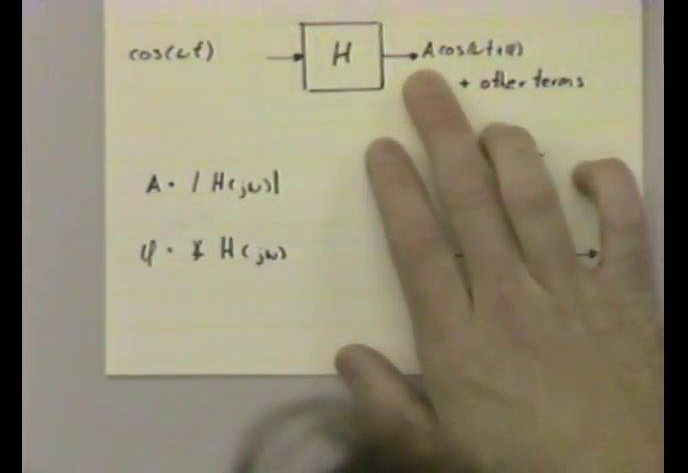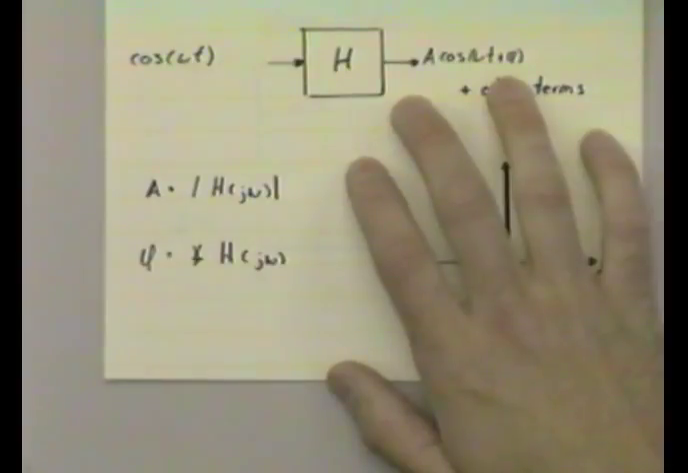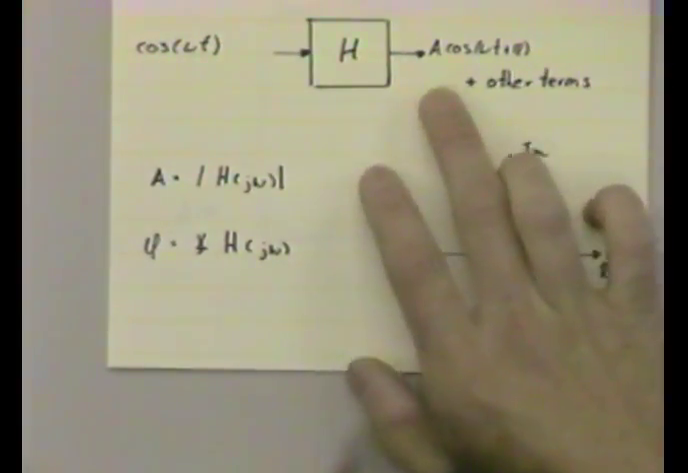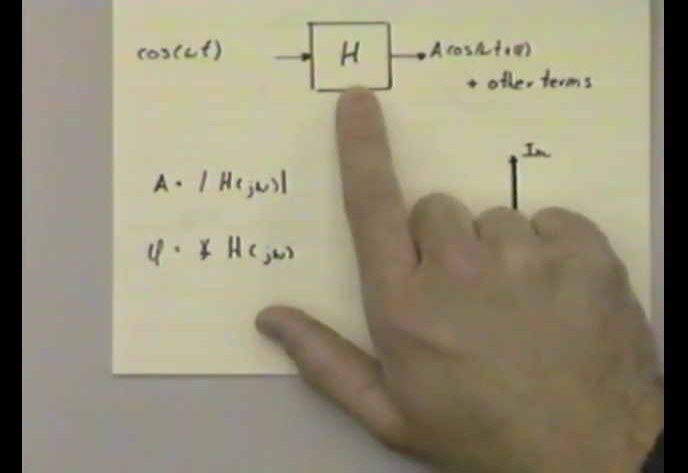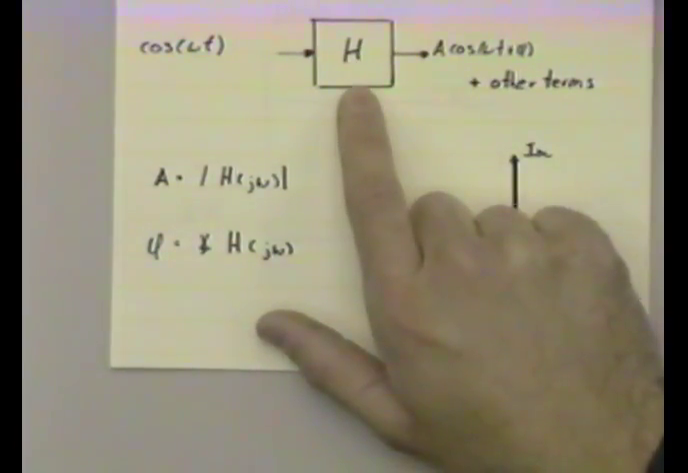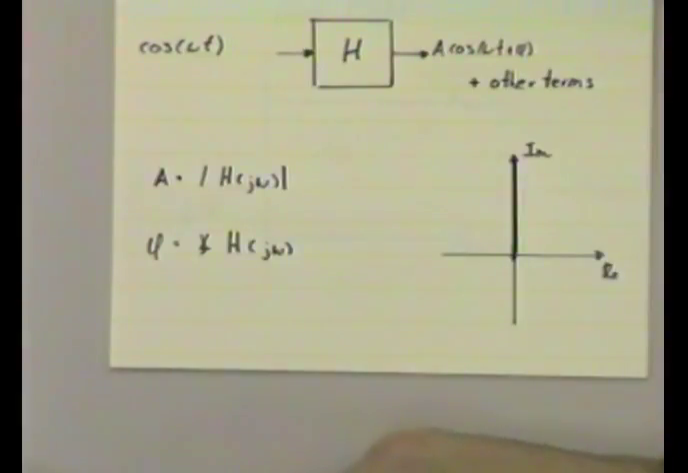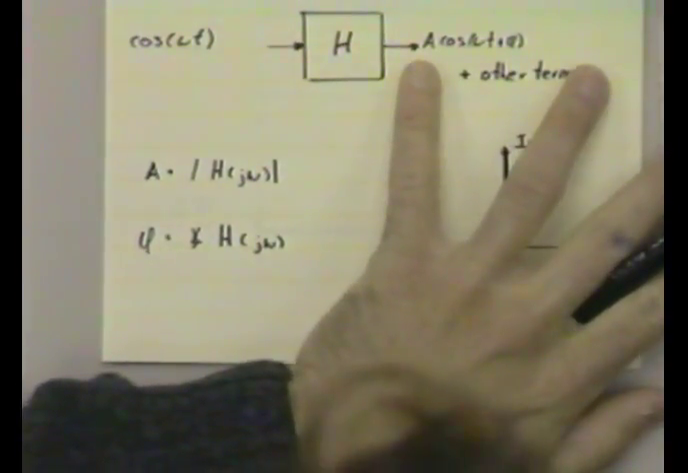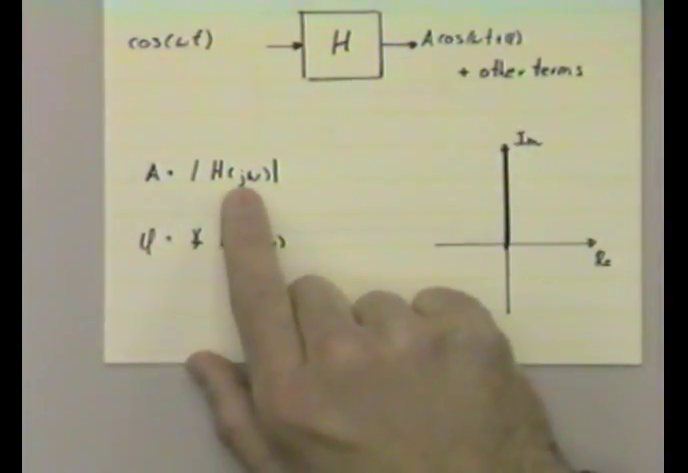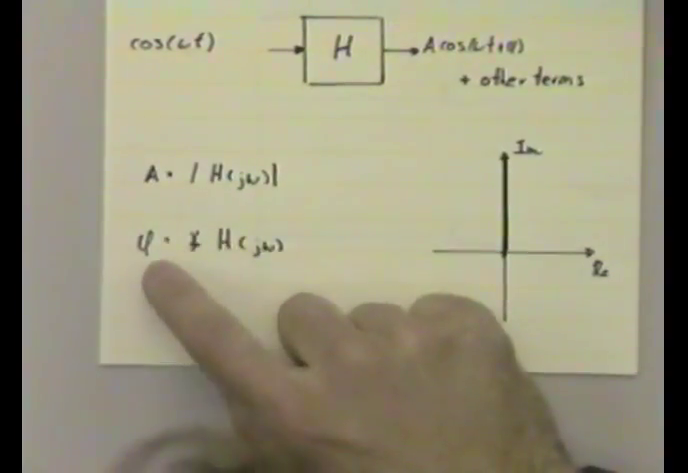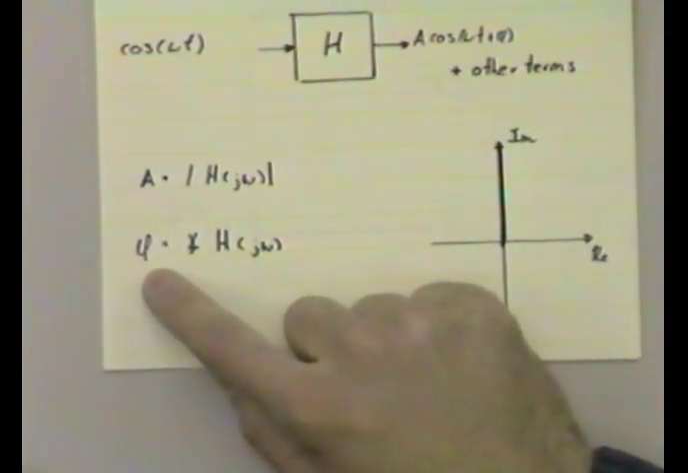And so the next important result was the determination of how A and phi, this amplitude and phase terms, depend on the characteristics of the filter, or I should say, the system. The result is really quite neat. All the information lies in the transfer function evaluated at j omega. The amplitude term, or the gain, is given by the modulus of the transfer function, and the phase is given simply by the angle or the argument of the transfer function evaluated at j omega.